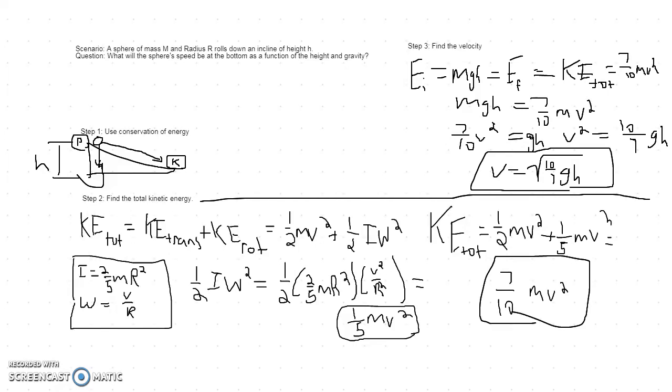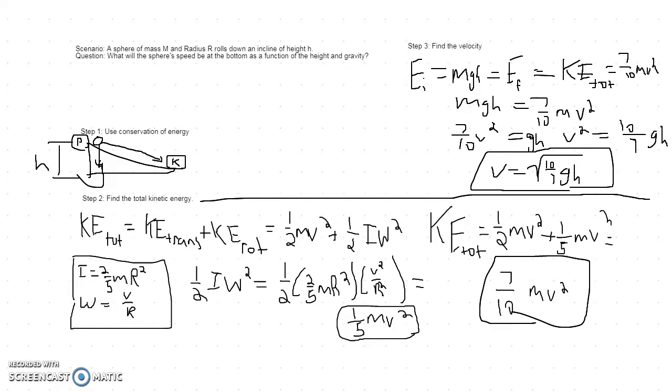For a sphere, I is equal to 2/5 mr squared, and omega equals v over r. This shows that half I omega squared is equal to this if you plug in the expression for I and omega. This leads to the cancellation of the r's and 2's, which leaves us with half mv squared.